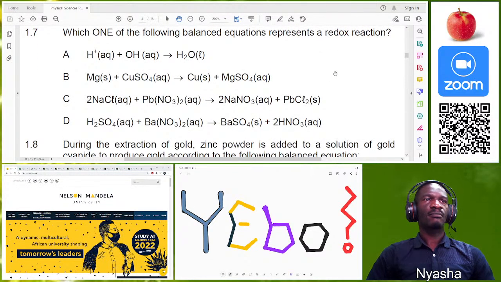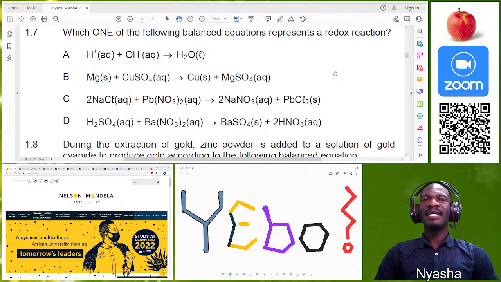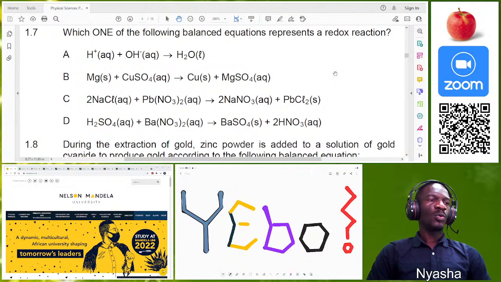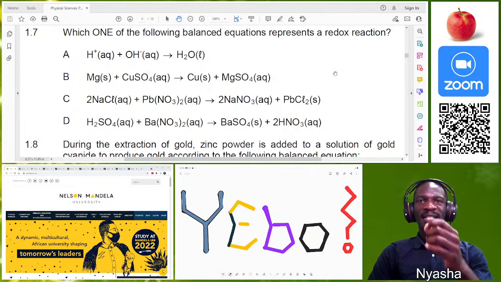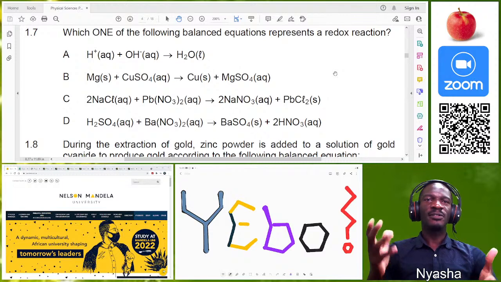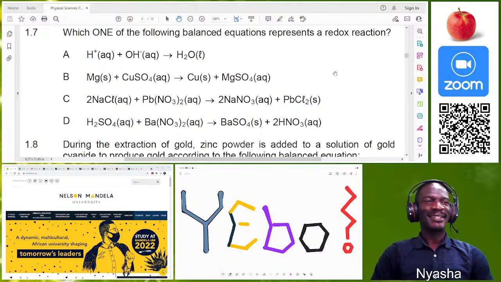1.7. Which one of the following balanced equations represents a redox reaction? Chemical reactions topic. So this idea of identifying the topic is important, because the moment you see the question and you identify the topic, your mind begins to filter out the necessary things, right? The necessary theory, the necessary experiments, the necessary descriptions, and so forth.